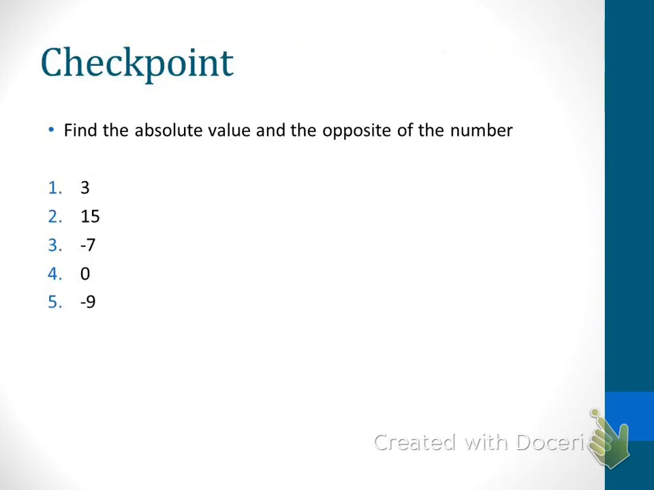All right, let's go ahead and do a checkpoint real quick. It's combining examples 2 and 3. We're finding the absolute value. Your first answer is absolute value. Your second answer is the opposite. So there's 2 answers for each question. All right, so these should have been your answers. Everybody check? All right, moving on.